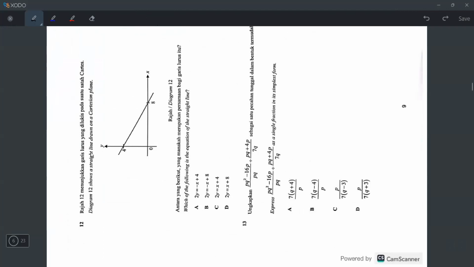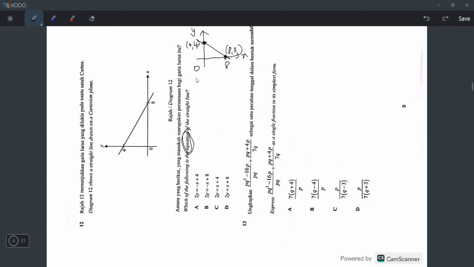Diagram 12 shows a straight line drawn on the Cartesian plane. So this is a straight line. It's very hard to read, so I will just draw again here quickly. The line looks like this. This is 4, this is 8, this is x, this is 0, this is y. They give you one point here and one point here. This point we call the y-intercept, and this point we call the x-intercept, which is the 8 point. And they ask, which of the following is the equation.